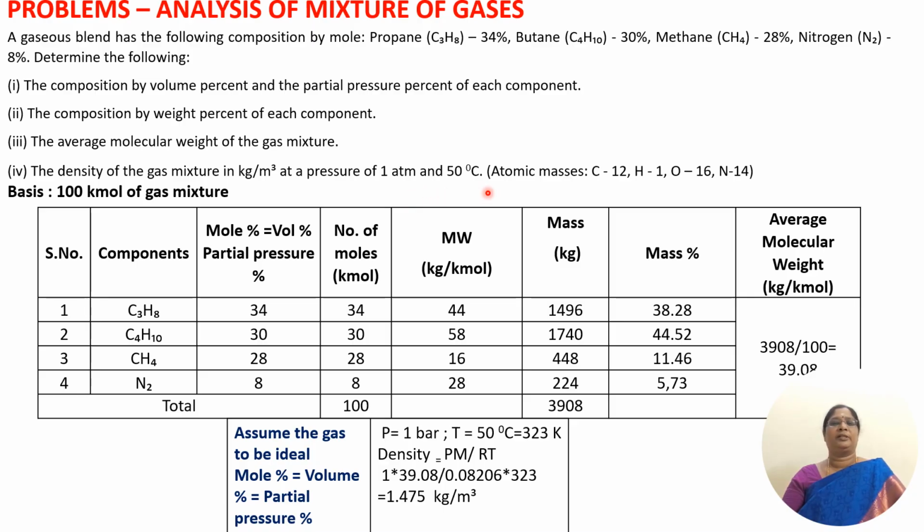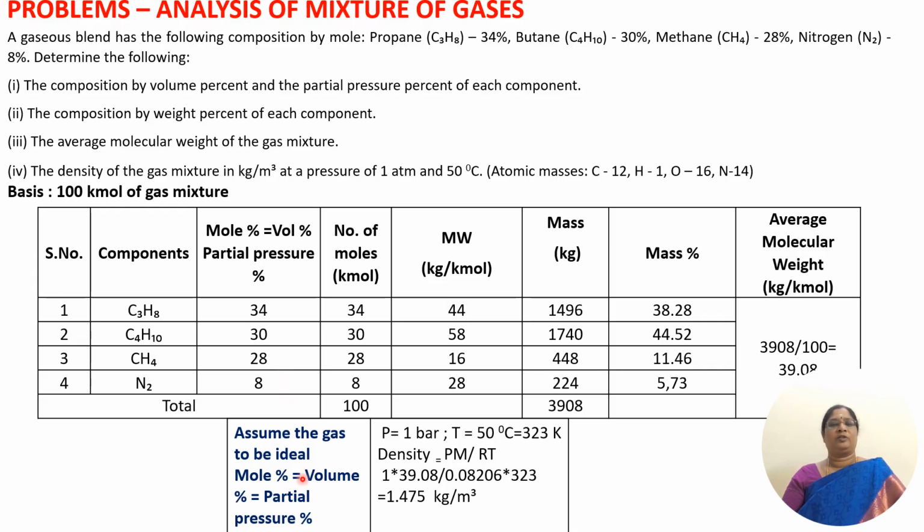Here they have mentioned the pressure and temperature. And individual atomic masses is given to calculate the molecular mass. So let us go for the solution of the problem. First, let us list out the components in the problem. That is propane, butane, methane and nitrogen. Their mole percentage is given to be 34, 30, 28 and 8.